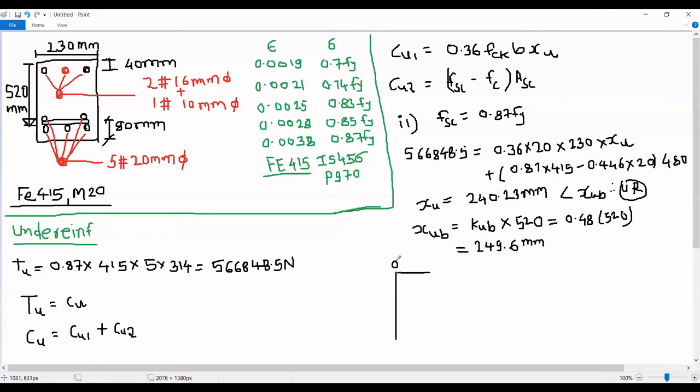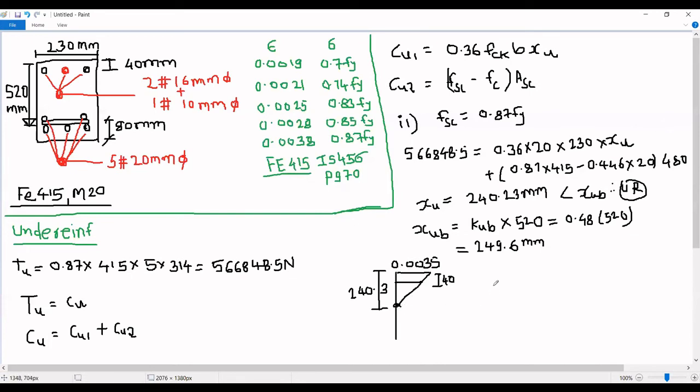The value of strain at the extreme compression fiber is going to be 0.0035 at failure because the section is under-reinforced. At the neutral axis, which is located at a distance of 240.3 mm, the value of strain is going to drop down to 0. We are interested in finding the strain at the location of compression steel, which is located at 40 mm from the extreme compression fiber. So we are just going to apply similarity of triangles for these two strain triangles.